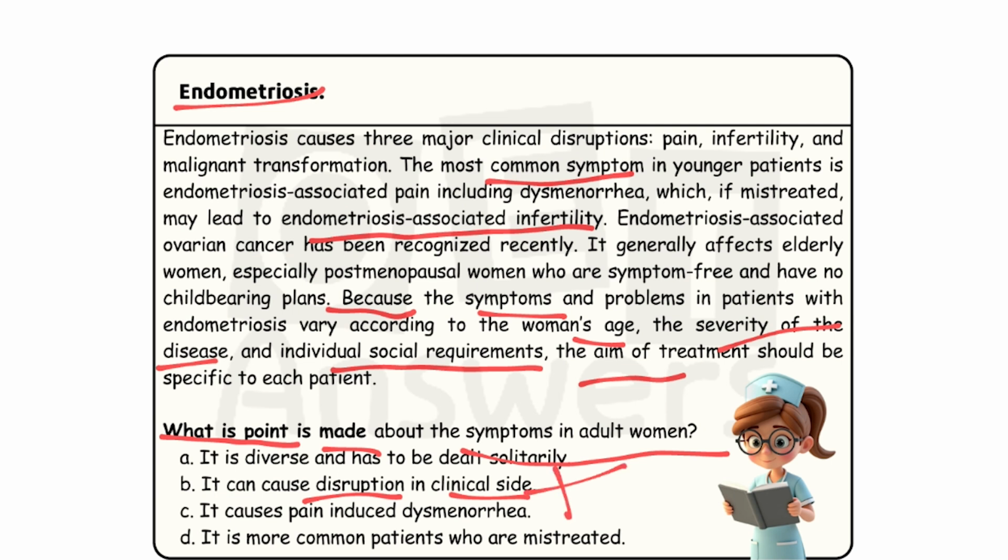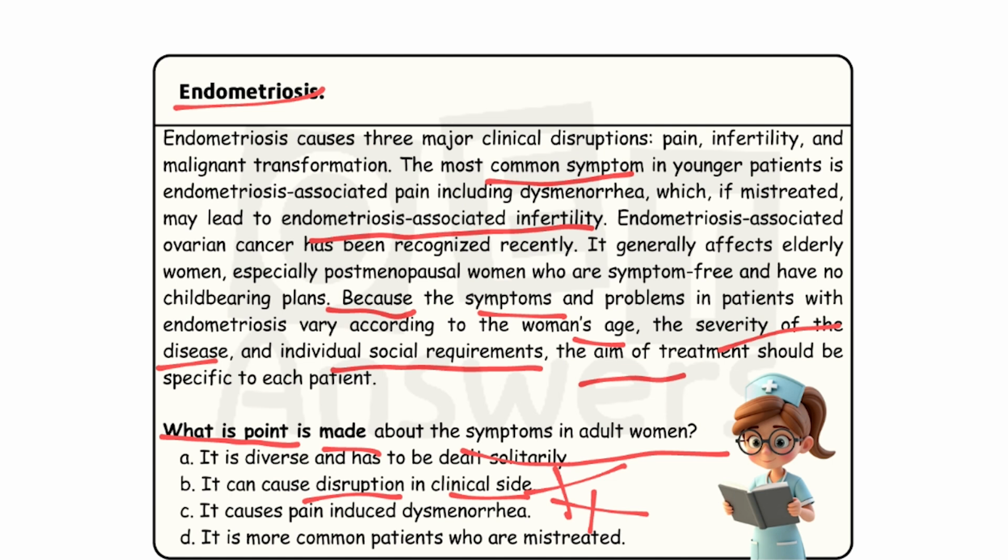Coming to C, it causes pain including dysmenorrhea. It means endometriosis causes pain including dysmenorrhea. That is correct. But this is not the exact point they have made. I told you already, you have to look for the answer at the bottom of the paragraph, right? But this is in the middle of the paragraph, and only about the symptoms they have explained. But what about the point? We have to find out the point, right? So we cannot choose this as an option.